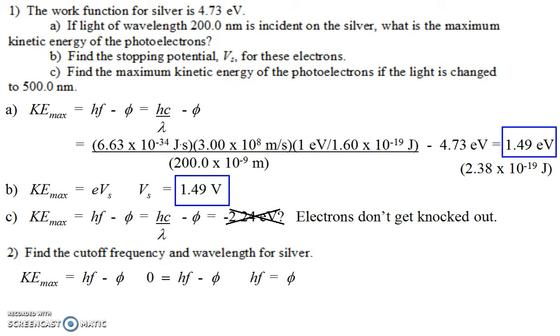And now we just set them equal to each other, hf equals phi. You can solve for the frequency from there. And if you got confused, you can pause the video, try this, and also do the similar thing for wavelength. So here, I just take that Ke max equals hc over lambda minus phi, set Ke max equals 0, so hc over lambda is equal to phi. You can solve for wavelength from there.